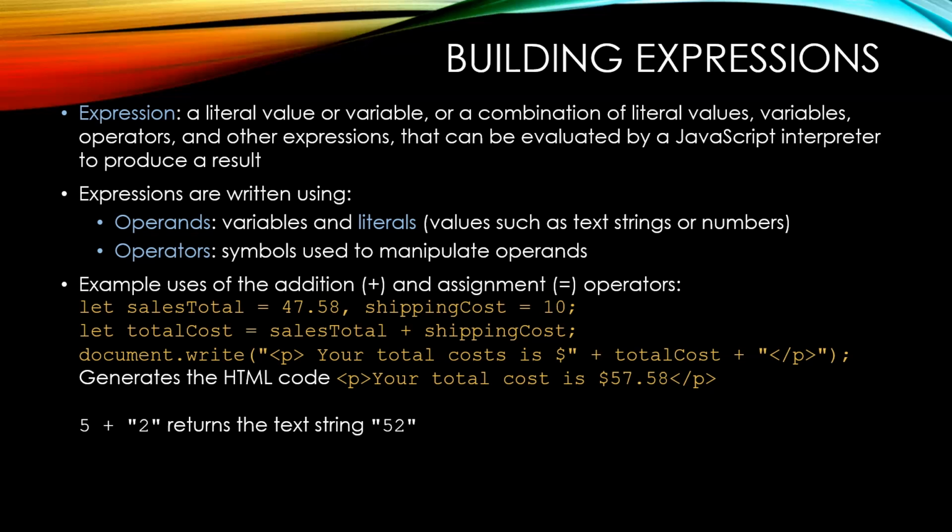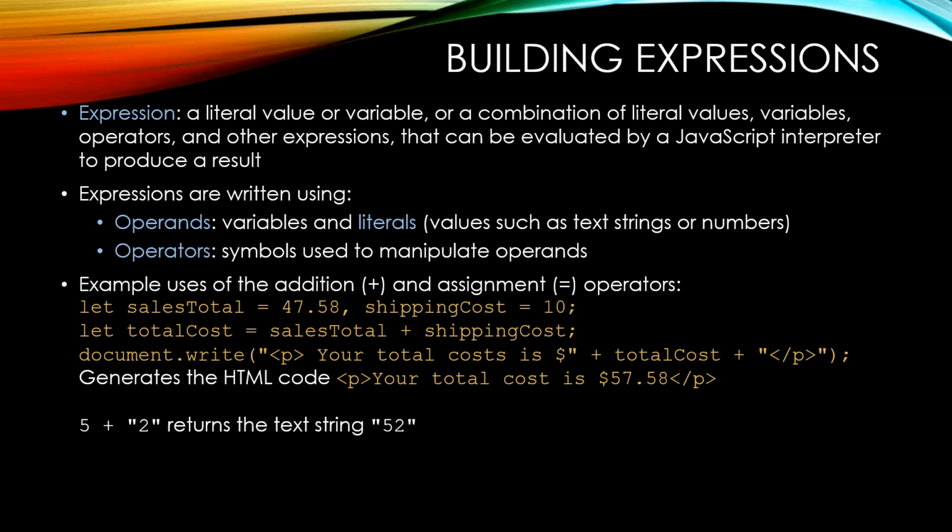So if I say y equals x plus 3, the operands are the y, the x, and the 3. The operator is the equal sign or the assignment and the addition sign. So here's an example. Let sales total equal a value, shipping cost equal another value of 10. Let total cost equal sales total plus shipping cost. That right there is what we are considering our expression. We are using an operator of an assignment, the equal sign, and the addition, the plus sign, to add the two operands together, sales total and shipping cost.